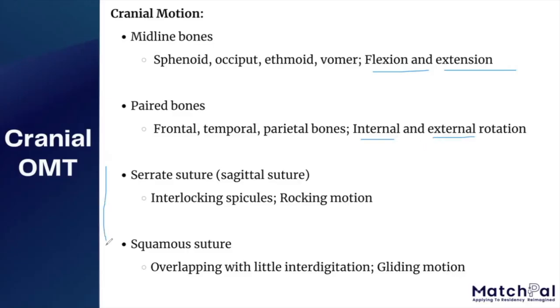Two sutures to note when it comes to cranial motion are the serrate and squamous sutures. The serrate suture, which is the sagittal suture, consists of interlocking spicules. That suture exhibits rocking motion. In contrast, the squamous suture consists of overlapping and little interdigitation. The squamous suture will exhibit gliding motion. Think back to the principles of OMT in general. Structure and function are closely related, meaning interlocking spicules are associated with rocking motion, while overlapping is associated with gliding motion.